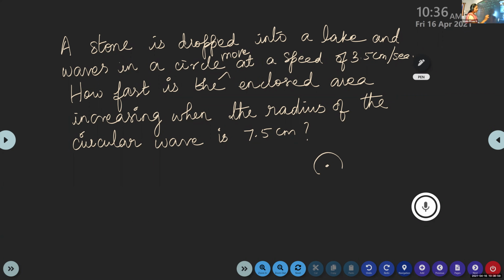When you throw the stone, suppose this is the point the stone fell. What happens? You'll be getting initially one small circle. Slowly it will extend, isn't it? The size will go on increasing. So concentric circles are formed, isn't it? What is meant by concentric circles?